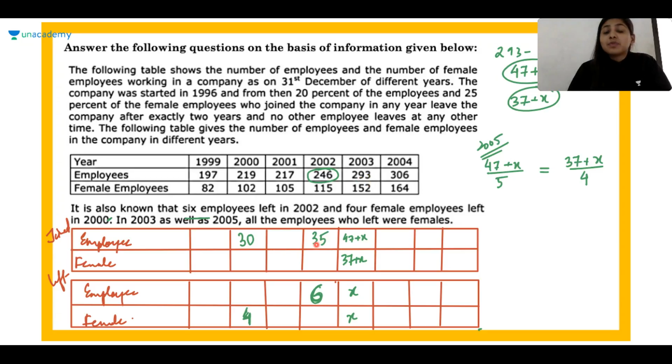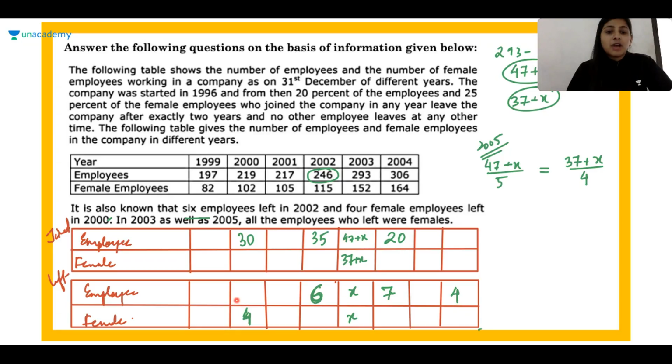If 35 employees have joined here, then after exactly 2 years, in this year 2004, how many will leave? 20% of 35 is 7. If 7 left here, the number should have become 293 minus 7, that is 286, but instead it became 306, which means 20 employees would have also joined. If 20 joined here, then 20%, that is 4, left here.